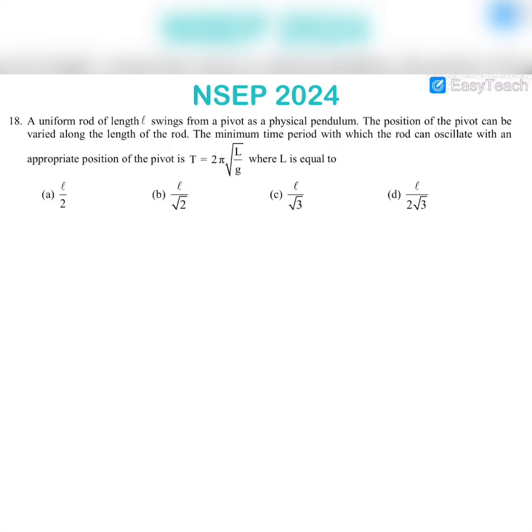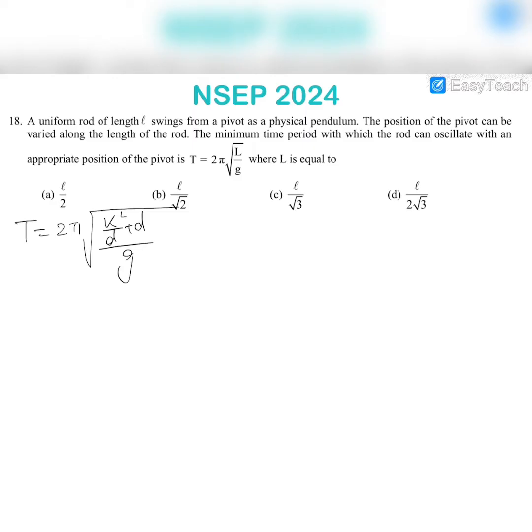In this question, you can see that there is a uniform rod of length L that swings from a pivot as a physical pendulum. Now the position of pivot can be varied along the length of the rod, and we have to find out the minimum time period with which the rod can oscillate about the mean position, and that minimum time period is T equal to 2 pi under root L by g, where we have to find out the value of L. So let us first of all write down the formula of physical pendulum, which is 2 pi under root K square by d plus d upon g.